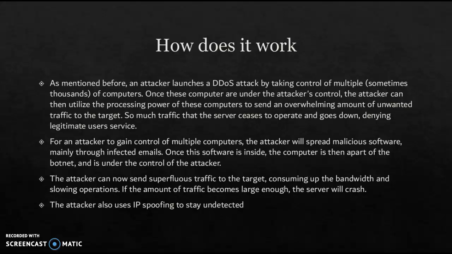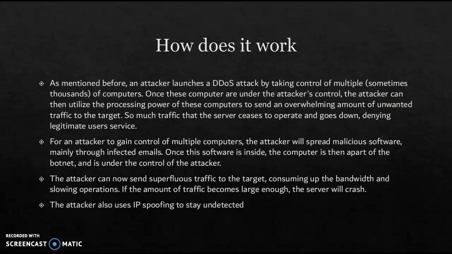How does a distributed denial of service attack work? As mentioned before, an attacker launches a DDoS attack by taking control of multiple, sometimes thousands of computers. Once these computers are under the attacker's control, the attacker can then utilize the processing power of these computers to send an overwhelming amount of unwanted traffic to the target. So much traffic that the server ceases to operate and goes down, denying legitimate user service.